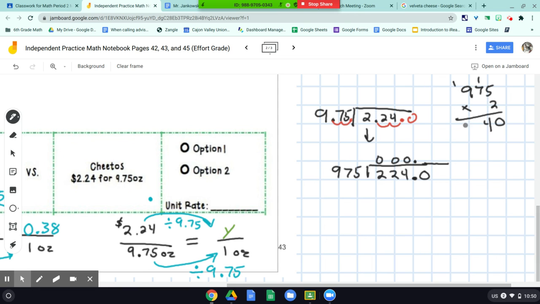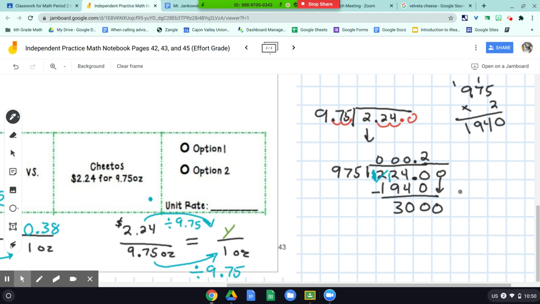2 times 9 is 18, plus 1 is 19, and I can't add any more to that, otherwise I'm going to go over. So I'm going to put 2 there, and I'm going to put 1,940 in this house and subtract. 0 minus 0, 0. 4 minus 4, 0. 2 minus 9, I can't do that. So I'm going to borrow from the 2, make that a 1, make this a 12. 12 minus 9 is 3. And 1 minus 1 is 0. Okay, so now I got to drop another 0 down.